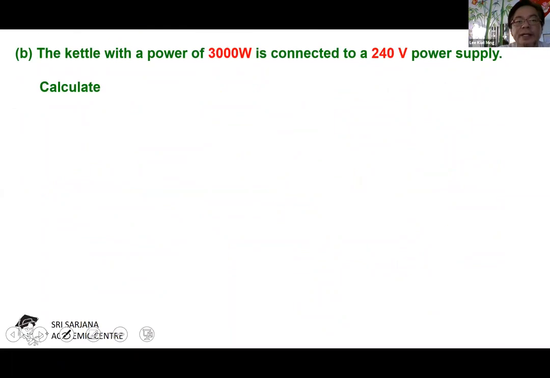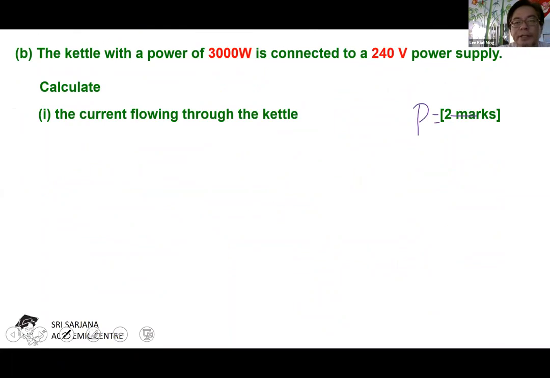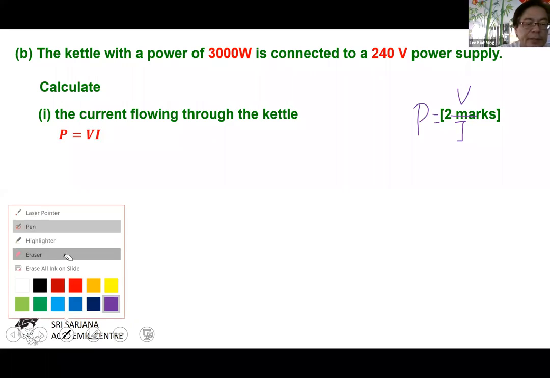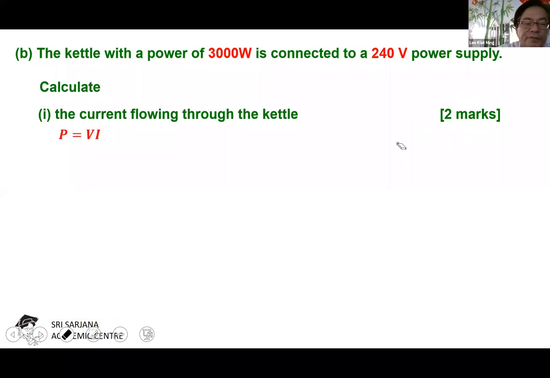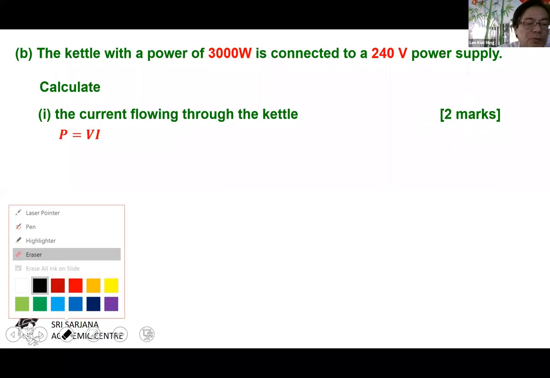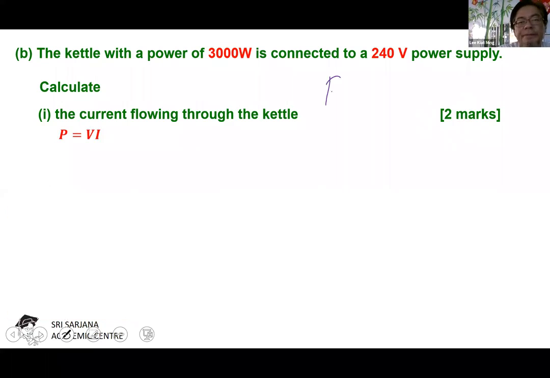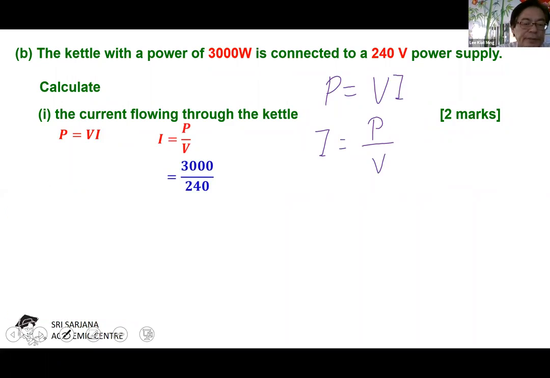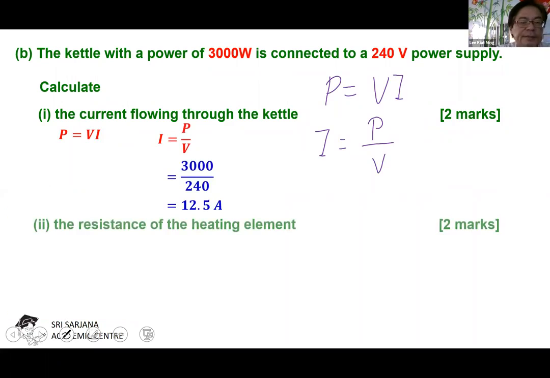Next one. Power equals VI, easy job. They want us to find current. Power equals VI, so to find current, it is power over voltage. Put in the values: 3000 at the top, 240 at the bottom, and you get the answer.